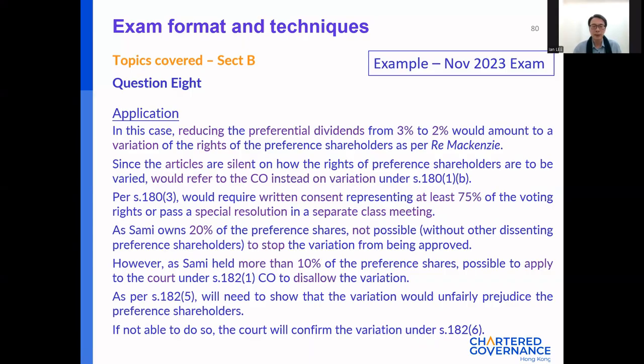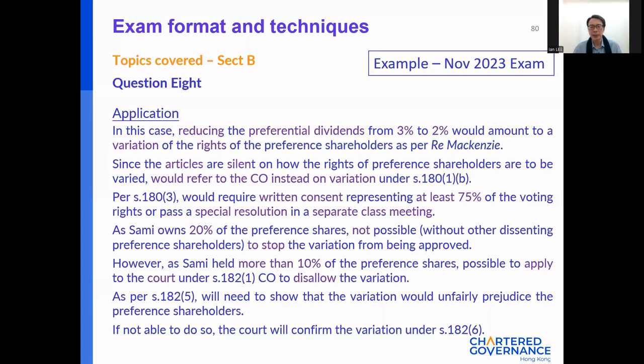So since the articles is silent on the rights of preference shareholders, if you want to vary those rights, you need to refer to the relevant sections in the Companies Ordinance. So in that case, you will need written consent representing at least 75% of the voting right, or pass a special resolution in a separate class meeting.